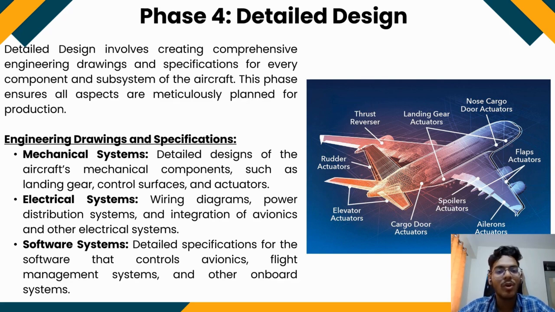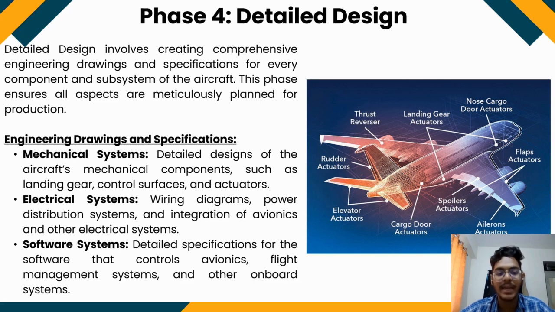This phase involves creating comprehensive engineering drawings and specifications for every component and subsystem of the aircraft. This phase ensures all aspects are meticulously planned for the production. In last phase, we just planned things. This phase ensures that we are preparing the plan in a detailed and specified manner. So, what do engineering drawings and specifications include?